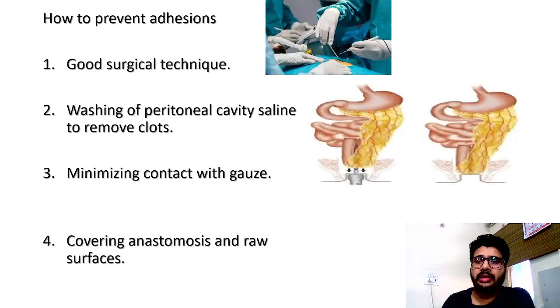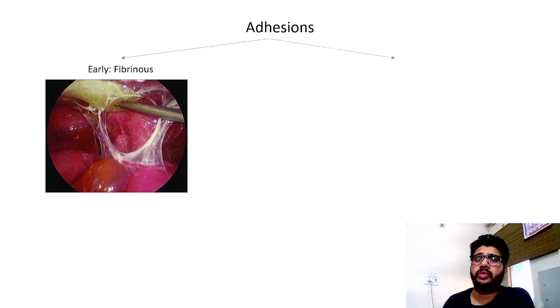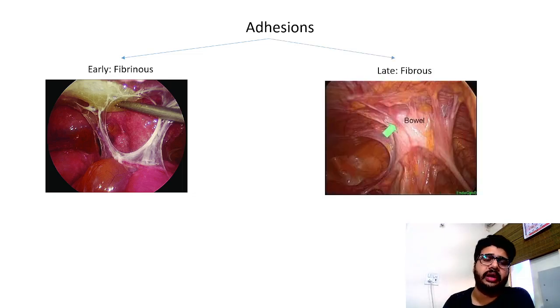Okay, what can you do next? When you anastomose a surface or you repair a surface, you can cover it with the omentum. So the site of anastomosis is covered and the chances of obstruction or adhesions are decreased. Adhesions can be fibrinous or fibrous. The fibrinous ones are the flimsy, early ones, and they can be dissected very easily. The fibrous or late ones are very difficult, and this will cause a problem while operating.